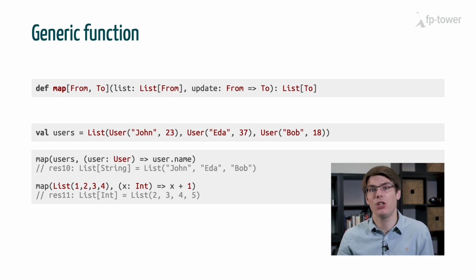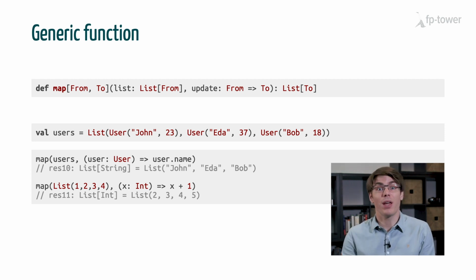And now with this definition, we can extract a list of names from a list of users. And we can still increment a list of numbers as we did before. This means that from and to may very well be the same type. Just because we define two type variables doesn't mean that they cannot be assigned to the same value.